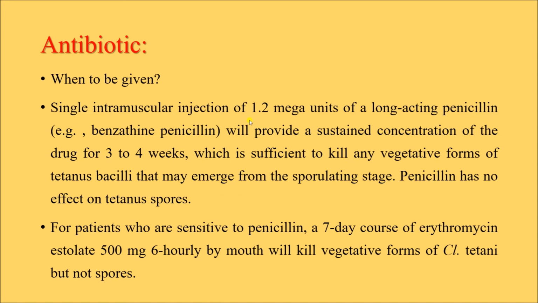So single intramuscular dose 1.2 mega units of long acting penicillin like benzathine penicillin can be given, and it will provide protection for about 3 to 4 weeks. Alternatively, a 7 days course of erythromycin can also be given. Erythromycin 500 milligrams 6 hourly, which kills the vegetative forms of Clostridium tetani, but it does not kill the spores. Similarly, penicillin has no effect on the spores. So this is also very important.